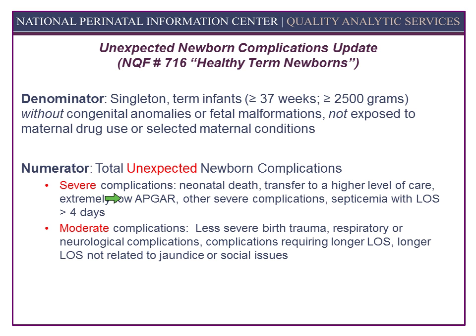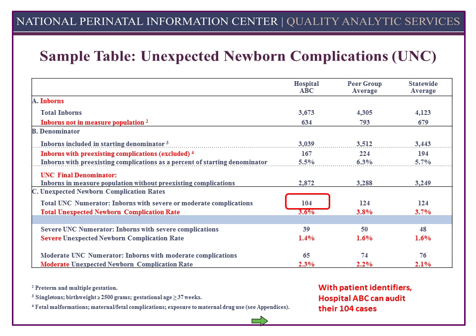The other option is to create a modified UNC, where you pull APGAR out of the definition so that you're looking at modified, and you can then calculate across all of the hospitals that are doing your QI project.